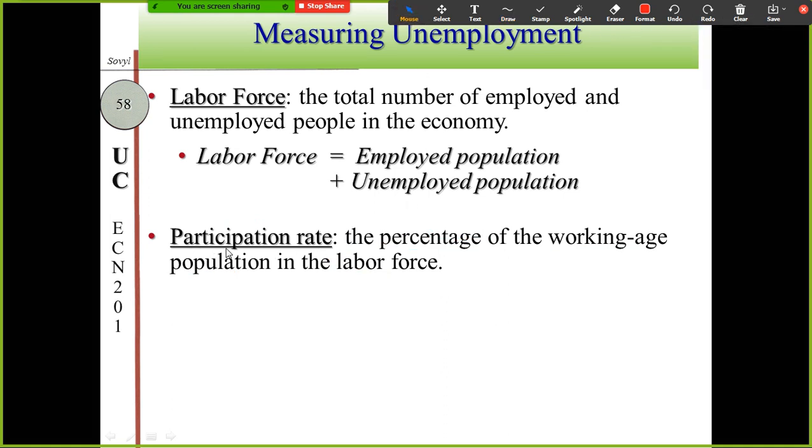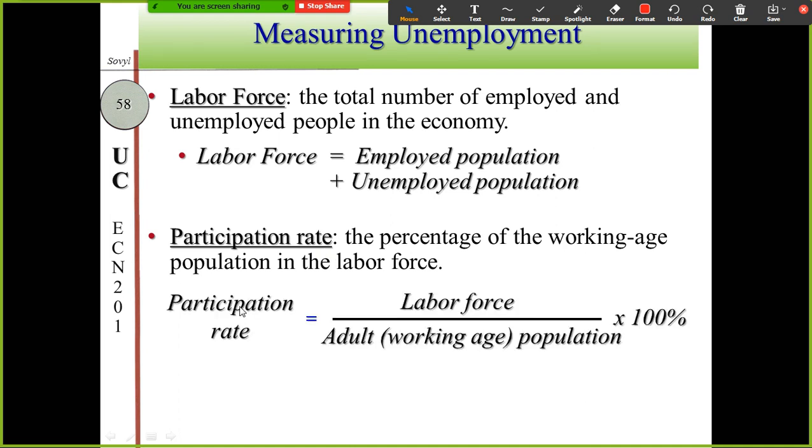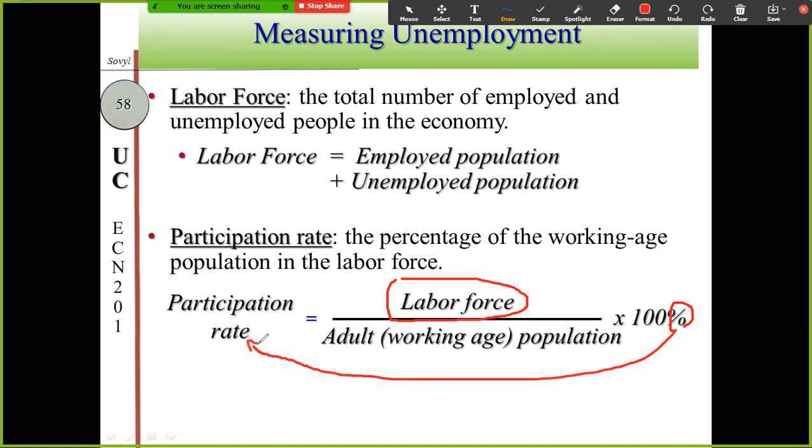So how do we find labor force participation rate, or participation rate? This is the formula that we use. You need to have the labor force. You need to take labor force divided by adult or working age population in the country, multiplied by 100%. Okay, this is a percentage because it's about rate. So labor force participation rate is the percentage of labor force in 100% of working age population.